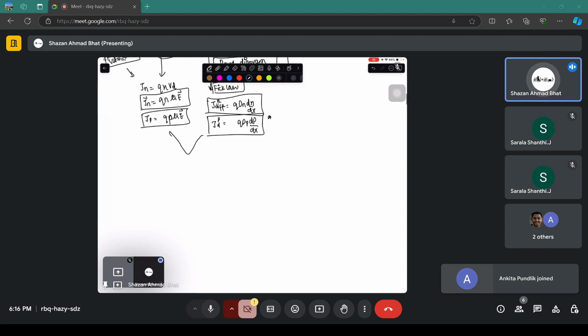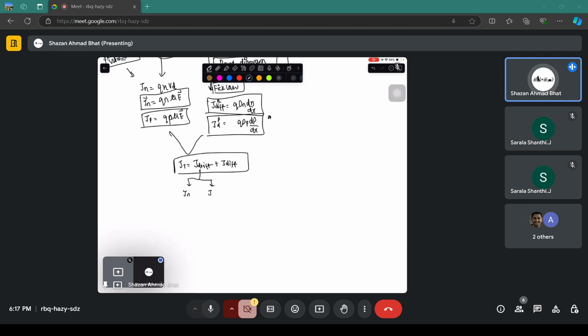And when you combine all of those, you get the total current inside the device, which is the drift part plus the diffusion part. And each of those has its own electron component and hole component.